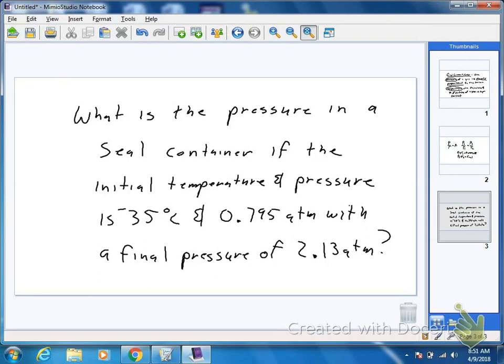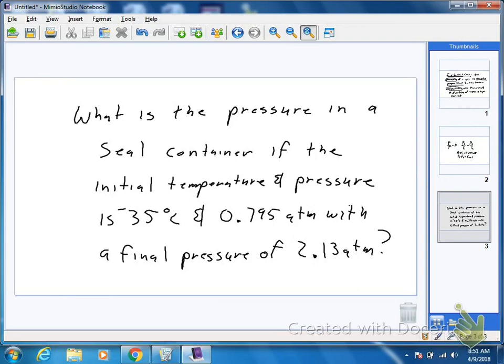Okay, so here's the scenario. So we have this container and it's sealed. And we measure the initial temperature and pressure. And the initial temperature is minus 35, kind of like in lab. And then the initial pressure was 0.795 atmospheres.